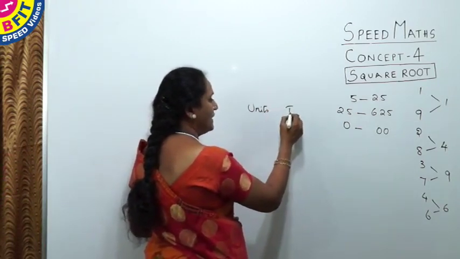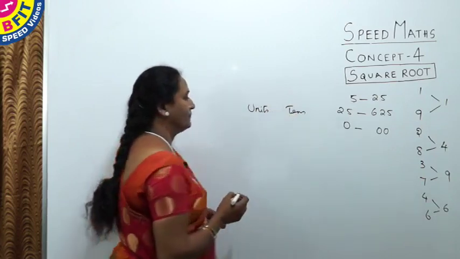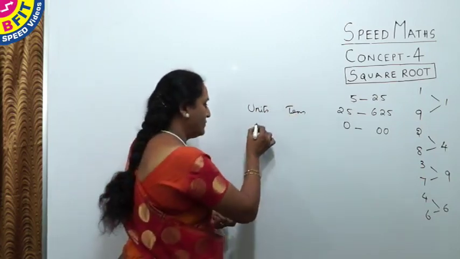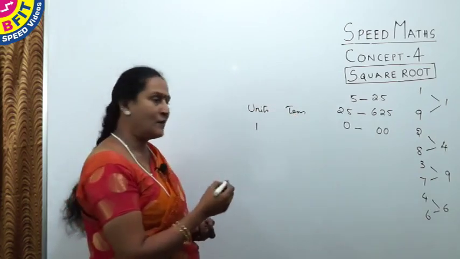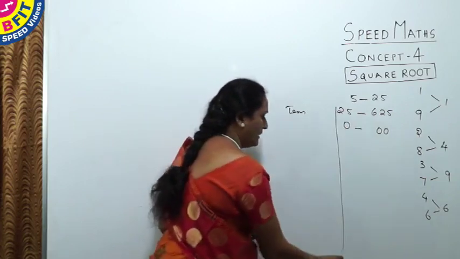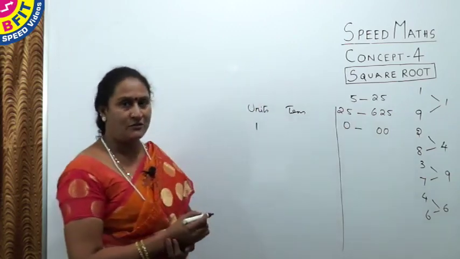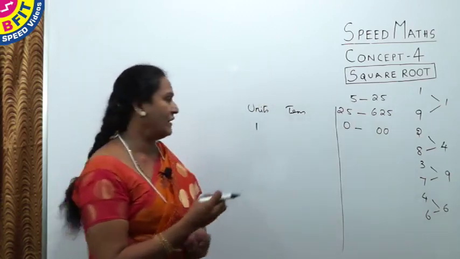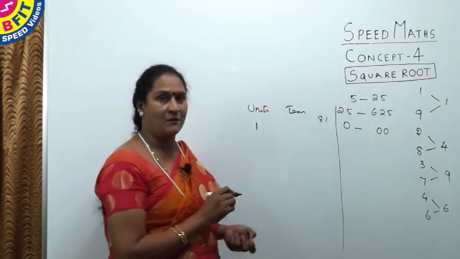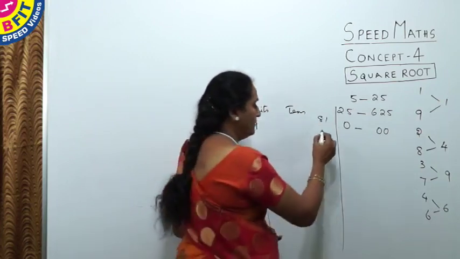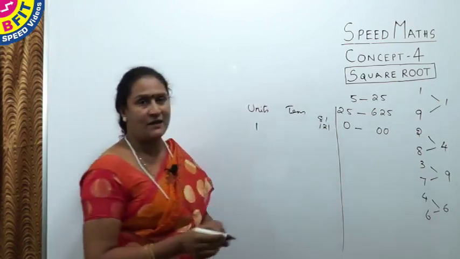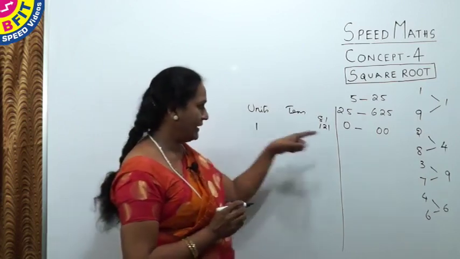So, the units place and the tens place. When you are squaring a number and it ends with 1, what can be the possible tens place? No need to memorize all this by heart. If you are aware of this, it is enough. Say for example, 81 is a square number ending with 1. 9 square is 81. 11 square is 121, a square number ending with 1.